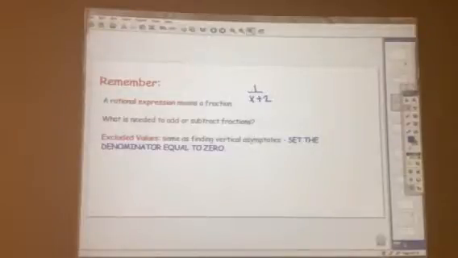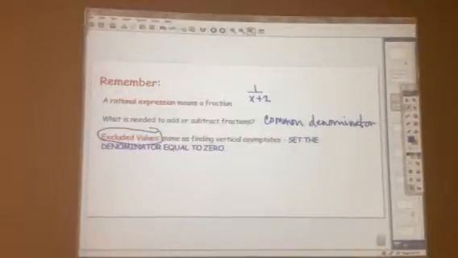What do we have to have in order to add or subtract fractions? We must have a common denominator. The term excluded values, when you're adding or subtracting rationals, is the same thing as the vertical asymptotes. You set the denominator equal to 0. Write that in your notes. Set the denominator equal to 0 to find excluded values.